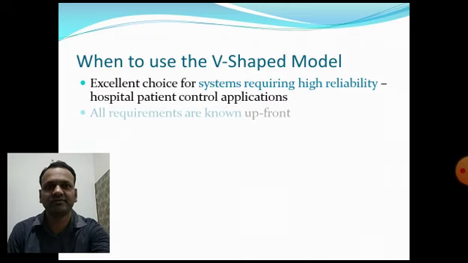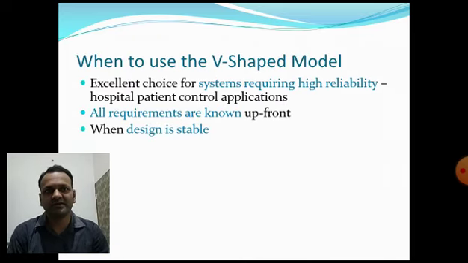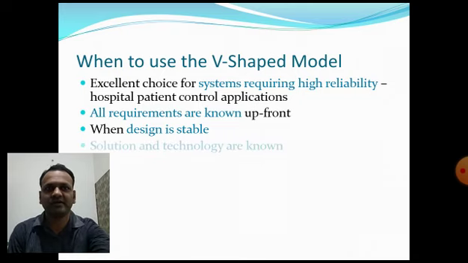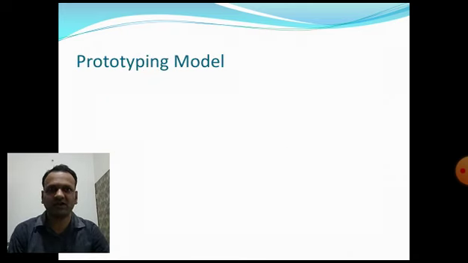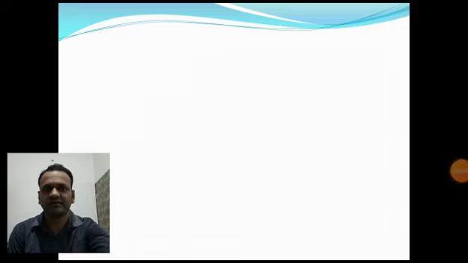When to use the V-shaped model? When your requirements are well known upfront, then you use a V-shaped model. When the design is stable, at that time you use a V-shaped model. It is an excellent choice for systems requiring high reliability, like a hospital patient system, because the V-shaped model provides parallel testing alongside the software development process. It will be very helpful for the software development process.